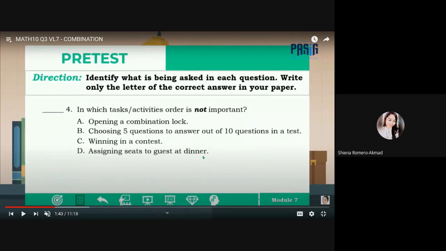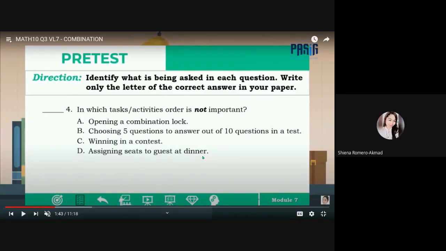Letter B. Bakit letter B? Kasi ma'am, pipili ka lang naman po ng 5 questions sa 10 mga tanong. Hindi mo na po kailangan, parang, hindi mo na kailangan. Parang, ma'am, may arrange ganun, yung aayusin ganun.